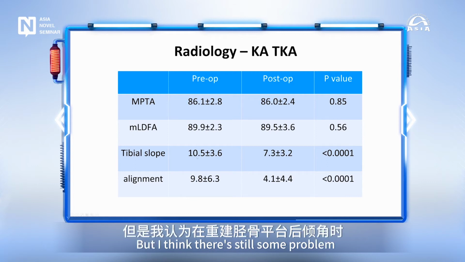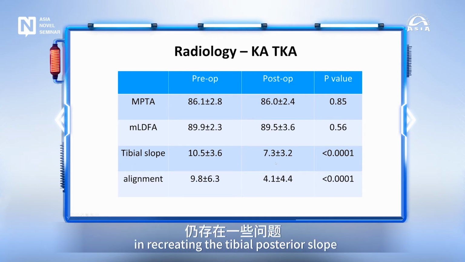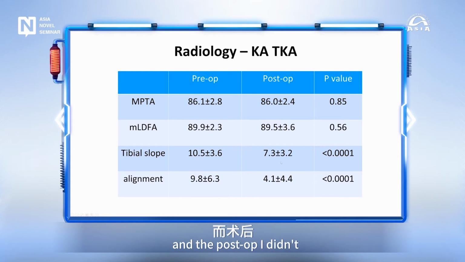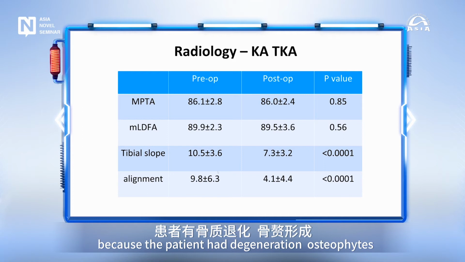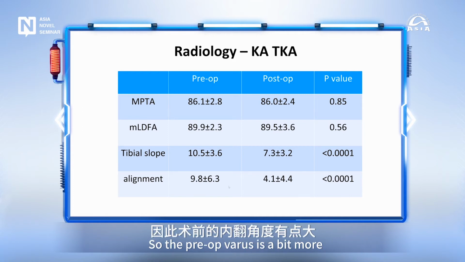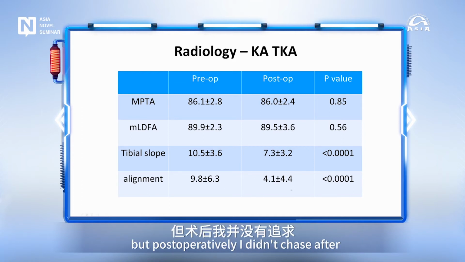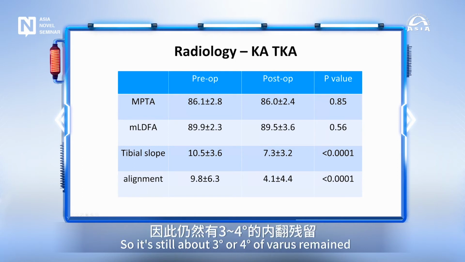But I think there's still some problem in recreating the tibial posterior slope, because the pre-op is about 10 degrees and post-op, I didn't perform a sloped tibial cut. So it's about 7 degrees, and there's a difference between the pre-op and post-op value. In terms of alignment, of course, we can understand because the patient had degeneration, osteoarthritis, so the pre-op varus is a bit more, but post-operatively, I didn't chase after a neutral alignment. So about 3 or 4 degrees of varus remained.